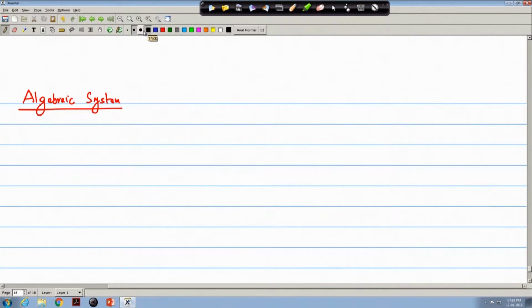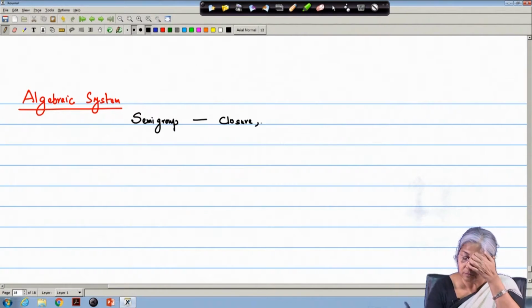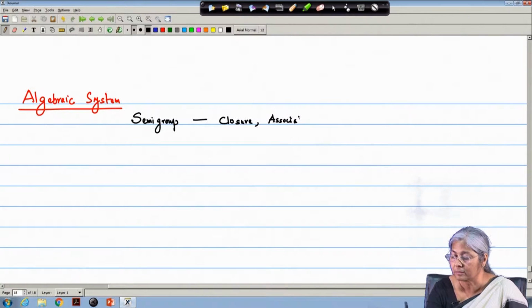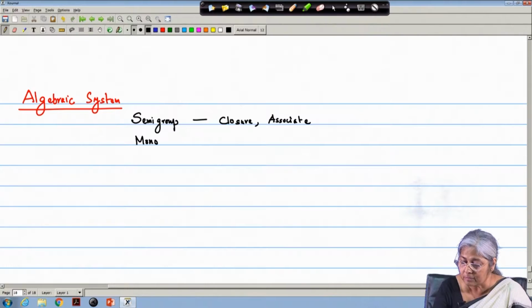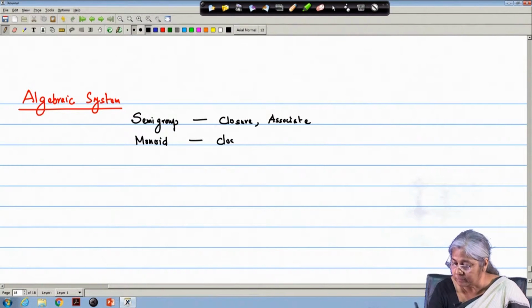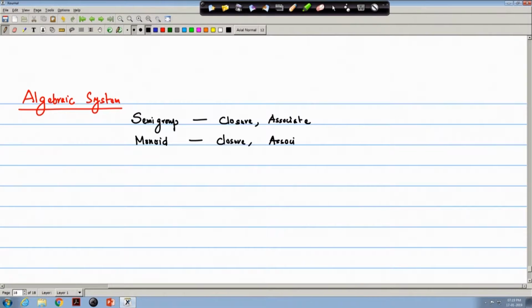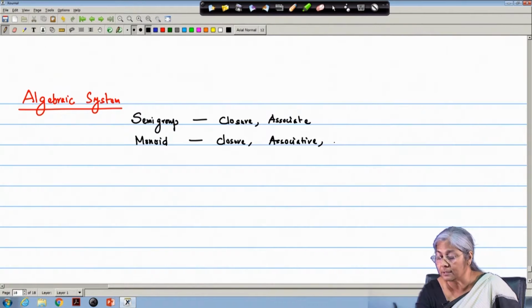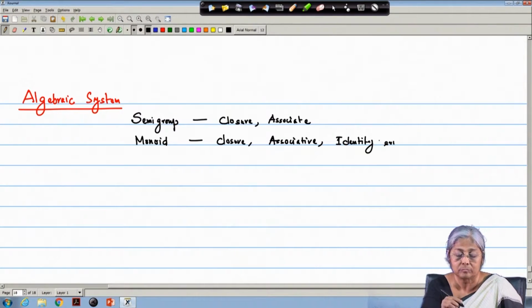So, first, since we have studied the semigroup and monoid, if I quickly summarize, a semigroup has the properties of closure and associativity. And a monoid, we have seen, has closure, associativity, and it has an identity element. The identity element exists.